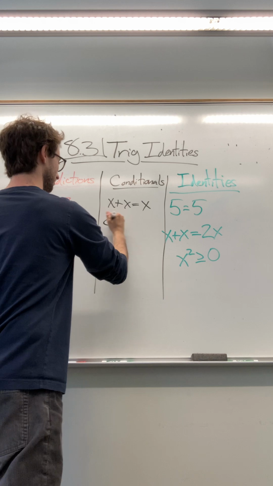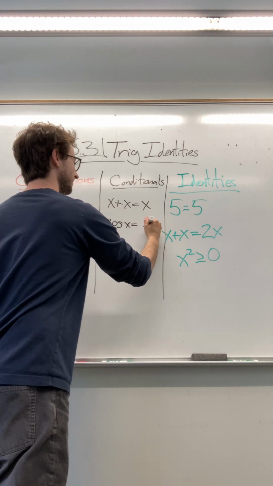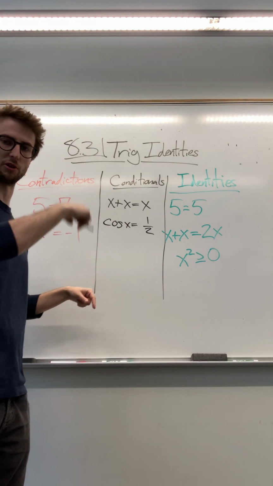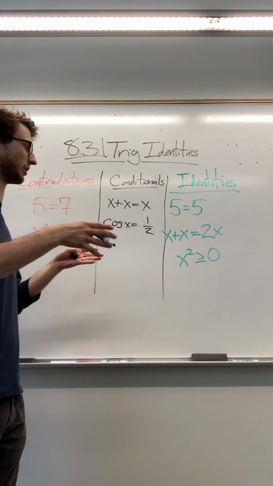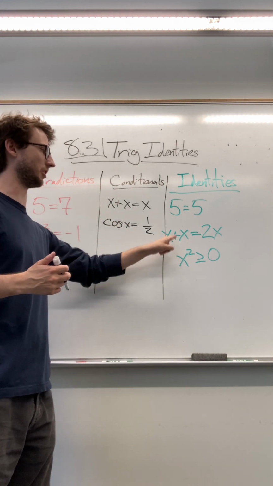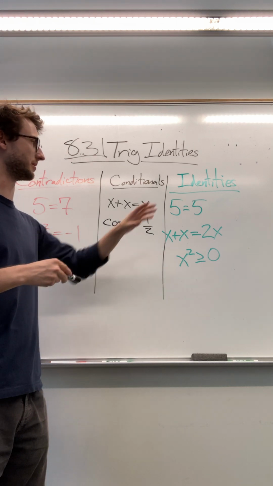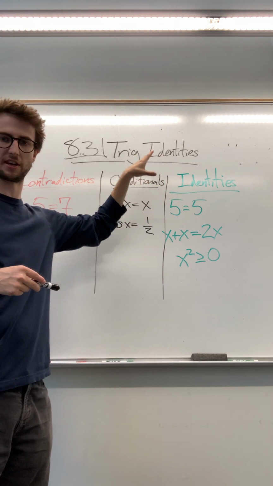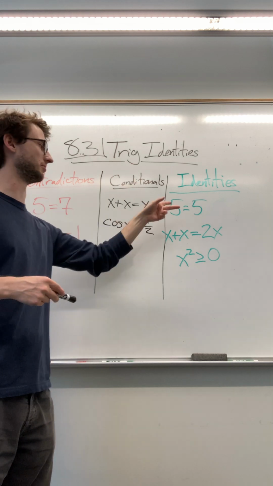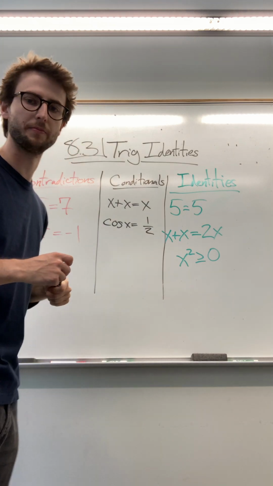Things like cosine of x equals 1/2. There's some x values where that's true, where we rotate and we're a half radius length away from the center, but not all x values. These are always true. And so we're going to be looking at some identities today, things that are always true, regardless of what x is or the variable is, anything like that.